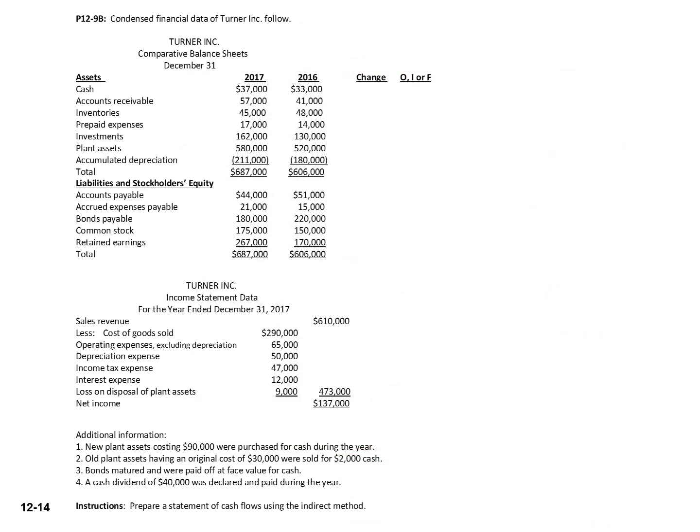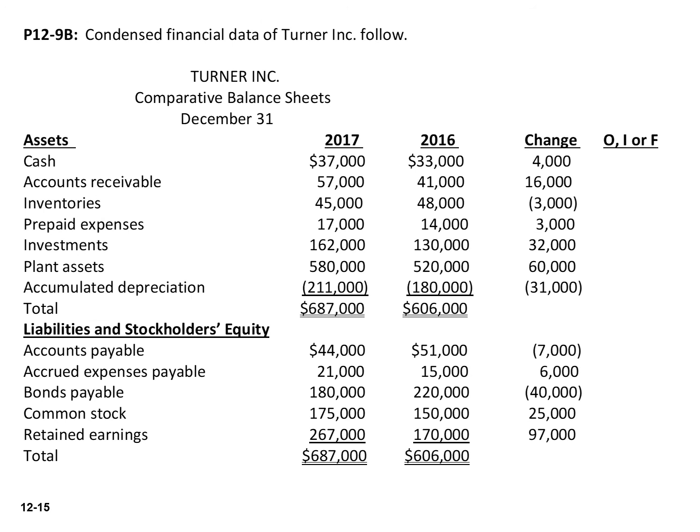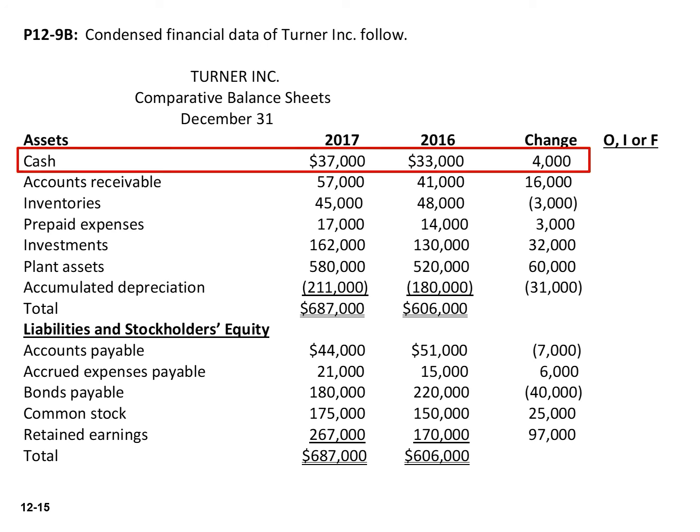All right, so this problem is just designed to give you additional practice on preparing the statement of cash flows using the indirect method. When you prepare the statement of cash flows, I hope the first thing you do is determine the change in each balance sheet account. If we focus on that first line item, we know that the change in cash was an increase of $4,000. We know the beginning balance was $33,000, and the ending balance was $37,000. So we know step 3. Let's focus on steps 1 and 2.